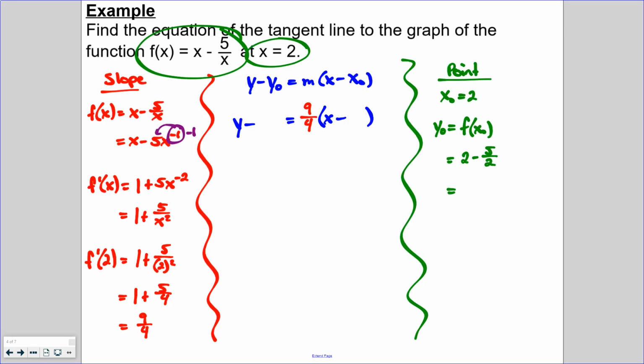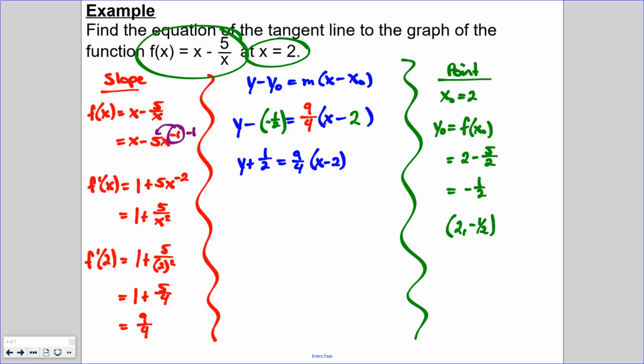If you're uncertain of how to do this, the calculator is your best friend here. You can go ahead and plug it in. And when you plug in 2 minus 5 halves, you're going to get an answer of negative 1 half, which means we're going to be trying to find the equation of the tangent line at the point 2 comma negative 1 half. So we can plug these values in. y sub 0 is negative 1 half, and x sub 0 we know is 2. And then we can simplify this down a little bit to get y plus 1 half is equal to 9/4 times x minus 2. Now this is a 100% perfect equation for the tangent line here.